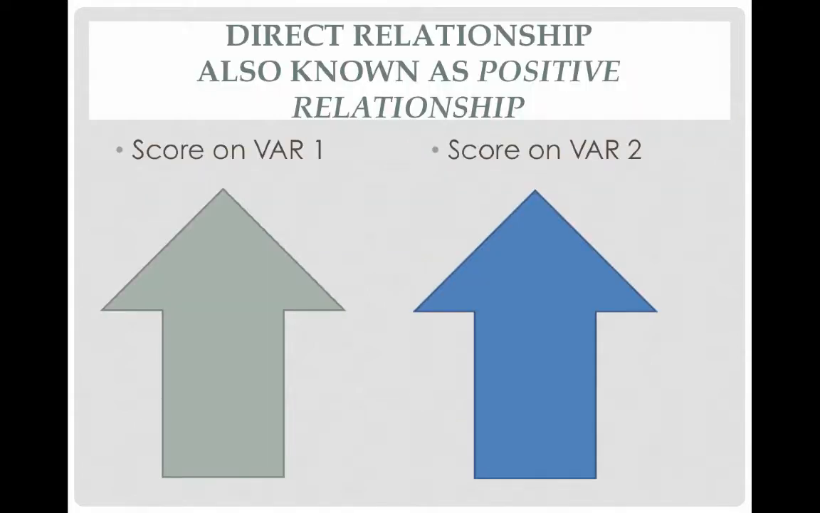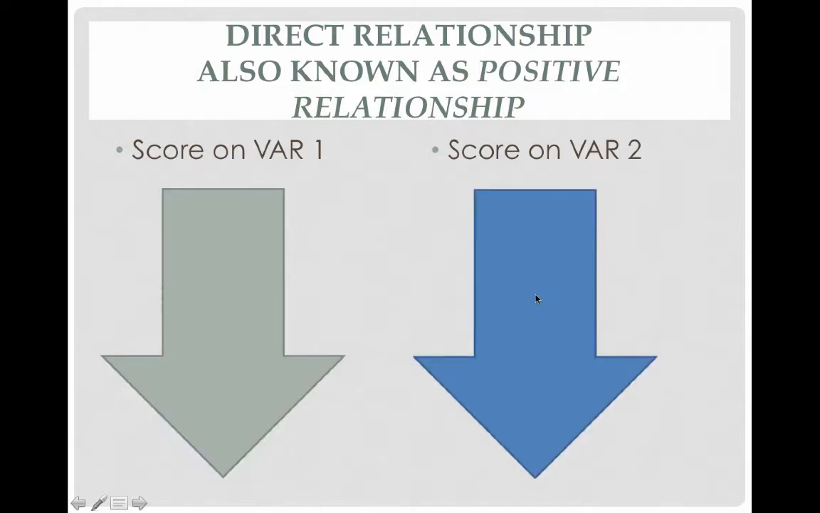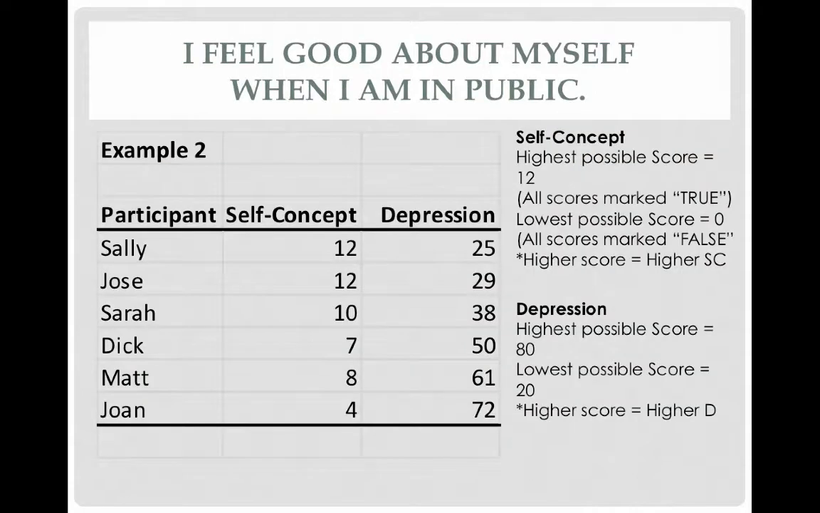Low on one, low on the other means it's a direct or positive relationship. Okay, so you see score on variable 1, which was SAT verbal, was high. Score on variable 2, which was GPA, was high. Score on SAT verbal was low. Score on GPA was low. So that's a direct relationship, which is also known as a positive relationship. Okay, let's look at another example.